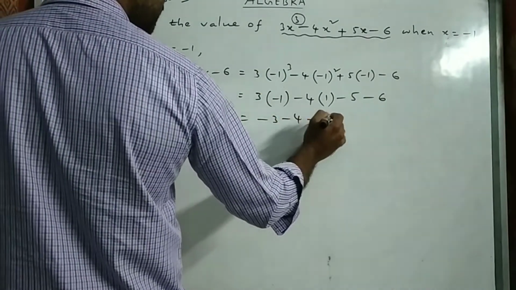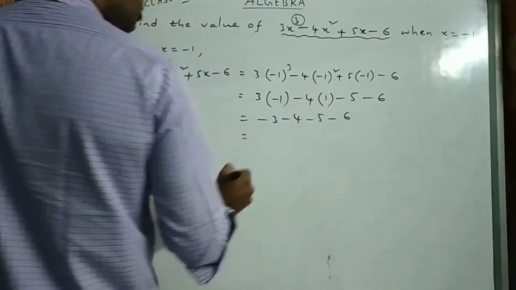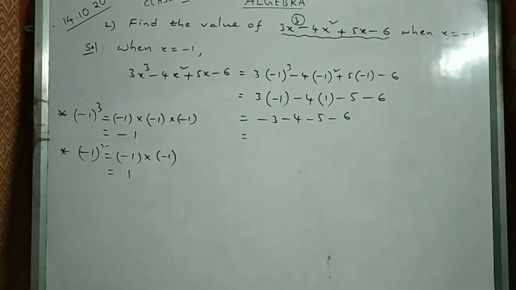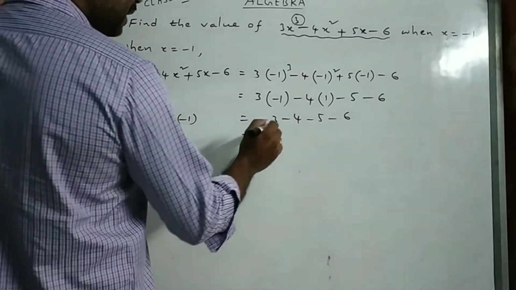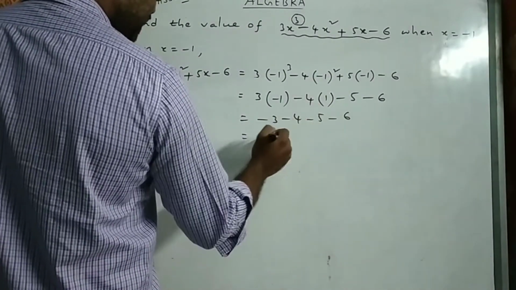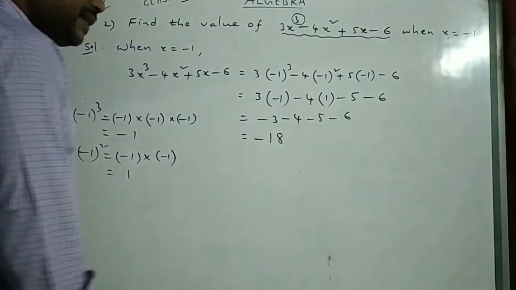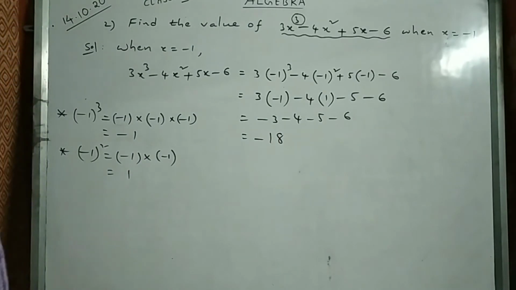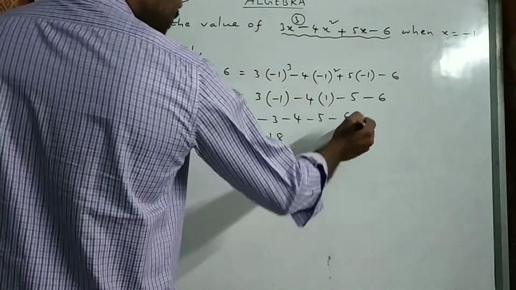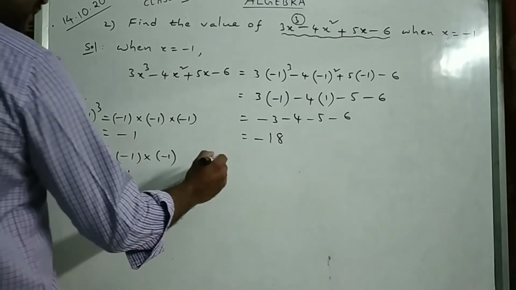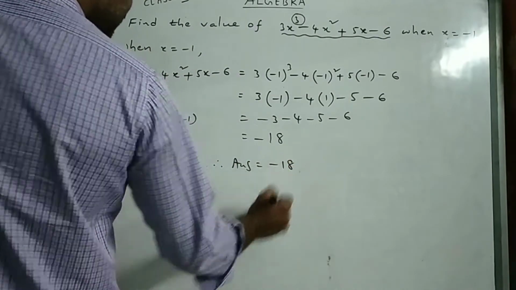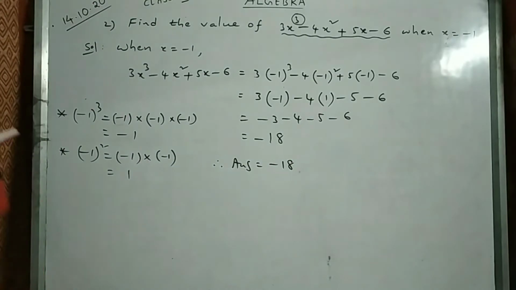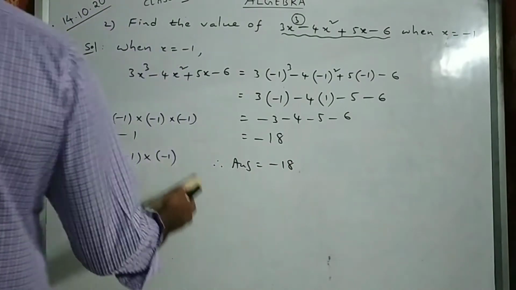Minus 4. Minus 5. Minus 6. All the terms are negative. That means what should you do? Add and write the same symbol. 7, 12, 18. So we write minus 18. If there is same symbols, what should you do? Add them and write the same symbol. So what is the final answer here? Minus 18. Okay? Next one.